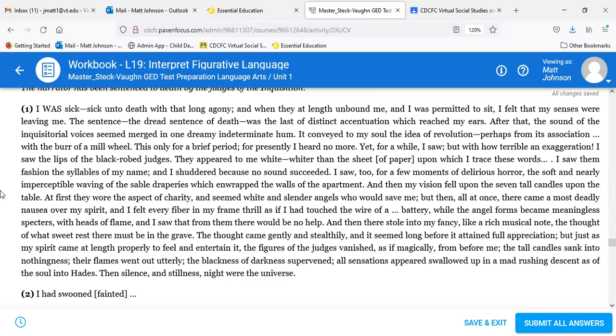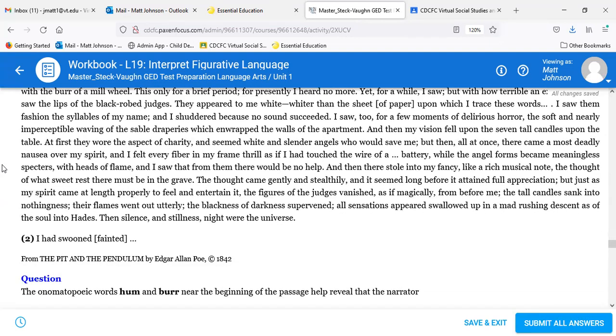The tall candles sank into nothingness. Their flame went out utterly. The blackness of darkness supervened. All sensations appeared swallowed up in a mad rushing descent, as of the soul into Hades. Then silence and stillness, night for the universe. I had swooned.